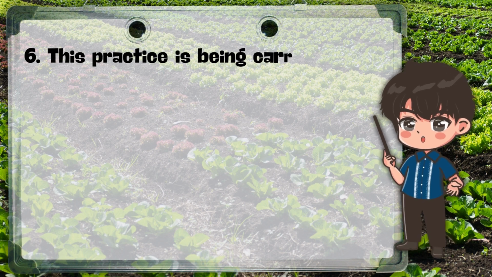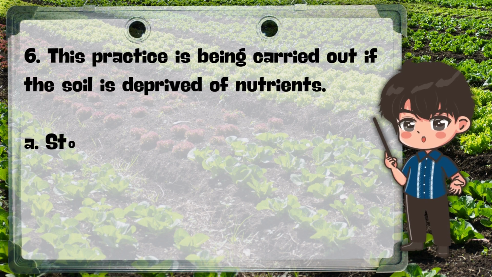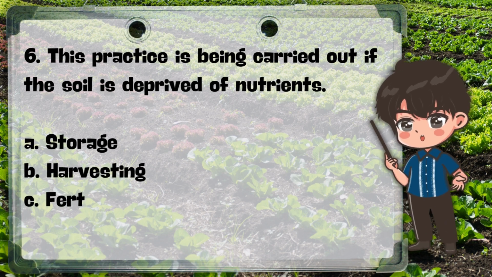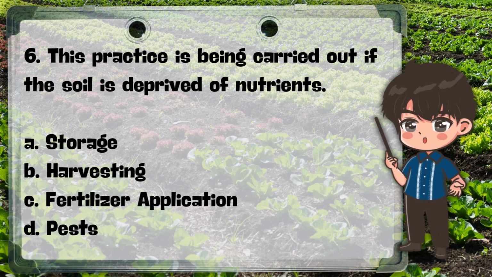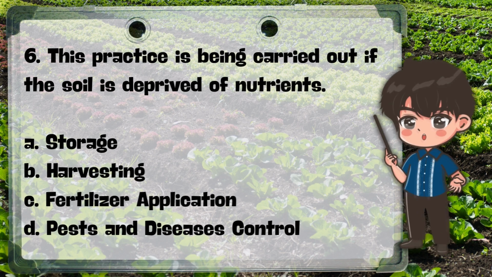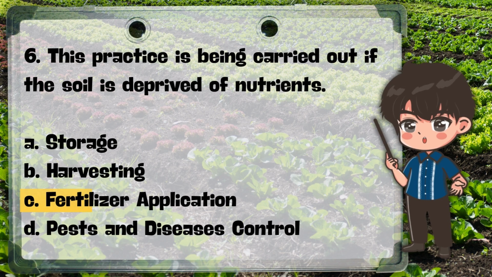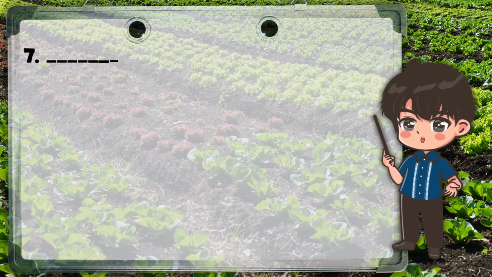Number 6. This practice is being carried out if the soil is deprived of nutrients. A. Storage. B. Harvesting. C. Fertilizer application. D. Pests and diseases control. And the answer is letter C, fertilizer application.